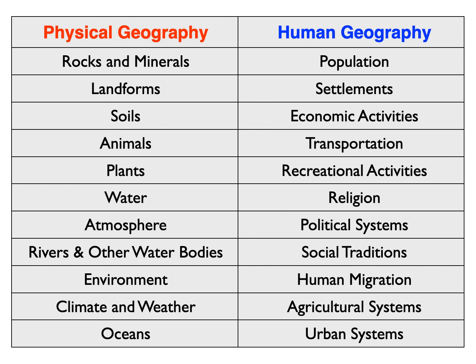Some of the phenomena studied by physical geographers includes rocks and minerals, landforms, soils, animals, plants, water, the atmosphere, rivers and other water bodies, the environment, climate and weather, and oceans. Human geographers study such things as human populations, settlements, economic activities, transportation, recreational activities, religion, political systems, social traditions, human migration, agricultural systems, and urban systems.